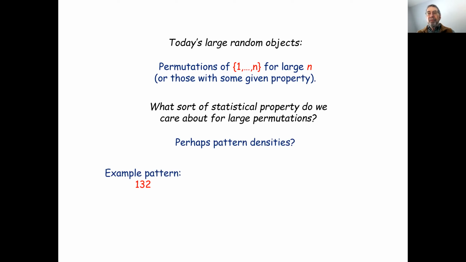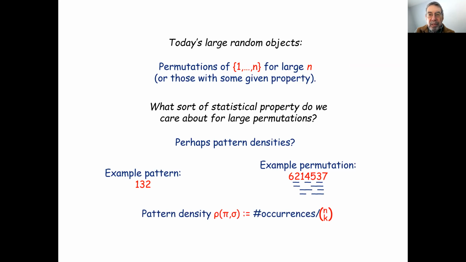So a pattern is itself just some small permutation, like 1, 3, 2. And that just represents the permutation that takes 1 to 1, 2 to 3, and 3 to 2. And if we have an example large permutation, in this case 6, 2, 1, 4, 5, 3, 7, then an occurrence of the pattern in the permutation is just 3 places in the permutation where the relative ordering is the same as it is in the pattern. So in this case, it would be 3 numbers where the first one is the lowest, the middle one is the highest, and the third one is between them. So for example, 2, 4, 3 would represent an occurrence of the pattern 1, 3, 2. So would 2, 5, 3, 1, 4, 3, 1, 5, 3. I think that's all of them.